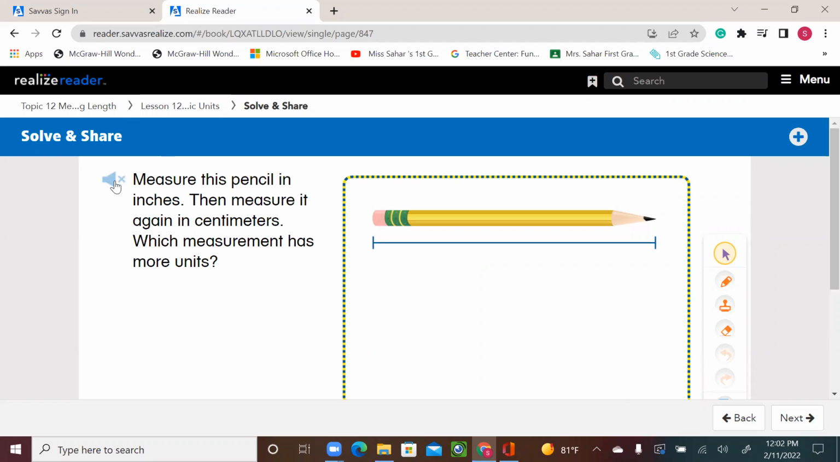So let's see what we have. Measure this pencil in inches. Then measure it again in centimeters. Which measurement has more units?